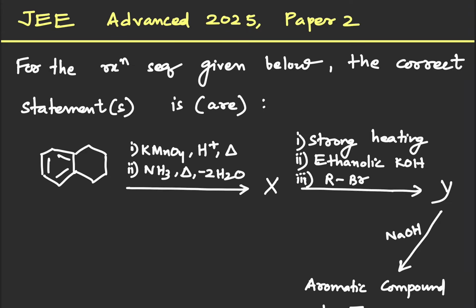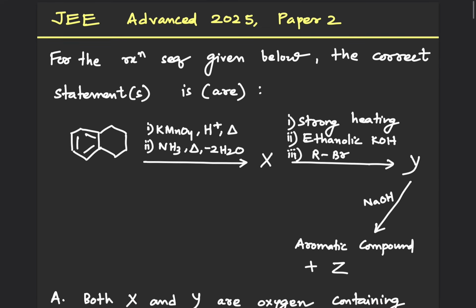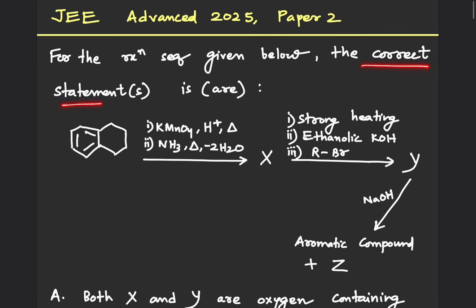Hello, so we have a JEE Advanced 2025 paper 2 question. For the reaction sequence given below, the correct statement is R. So it's a multiple correct question.